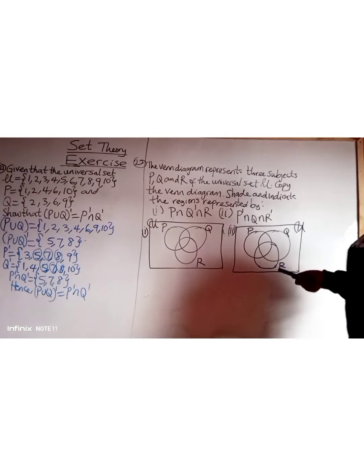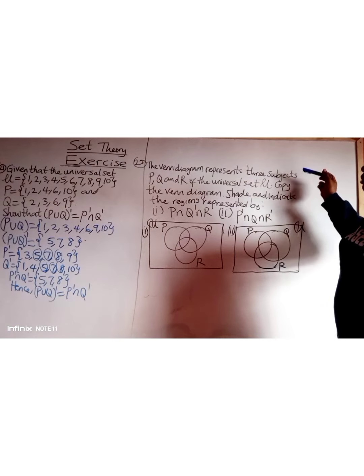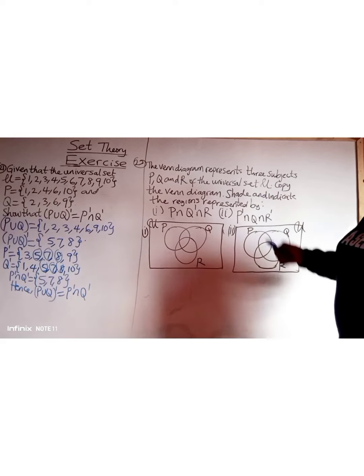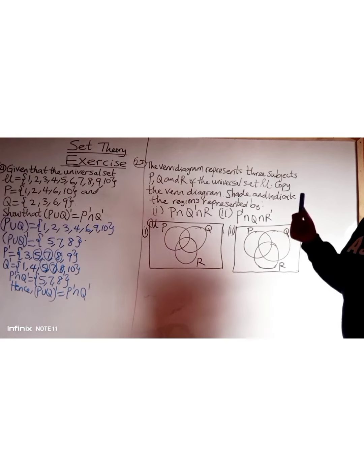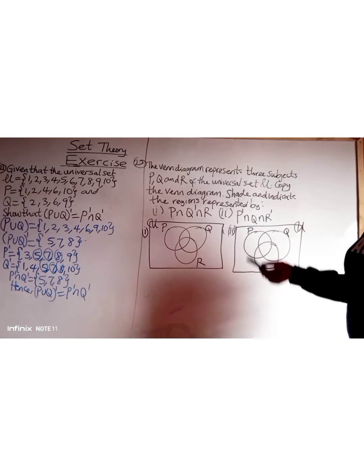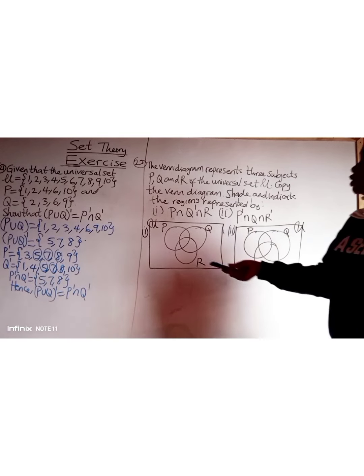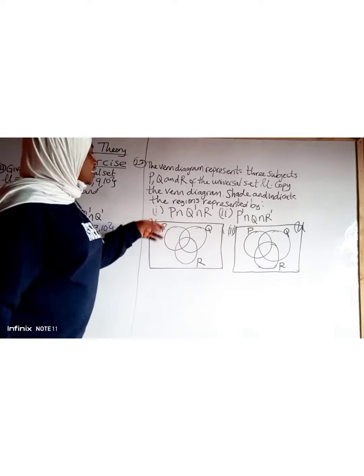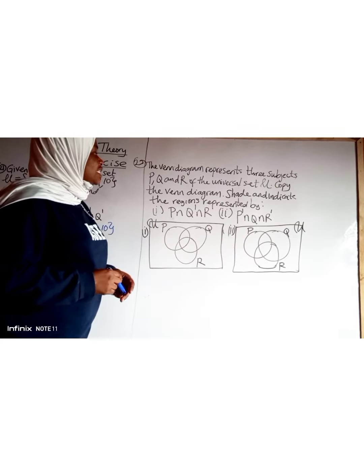Question 22 says the Venn diagram represents three subjects P, Q, and R of the universal set. Copy the Venn diagram. Shade and indicate the region represented by number 1, P intersect Q prime intersect R, and number 2, P prime intersect Q intersect R prime. So I want to use the Venn diagram to represent P intersect Q prime intersect R.